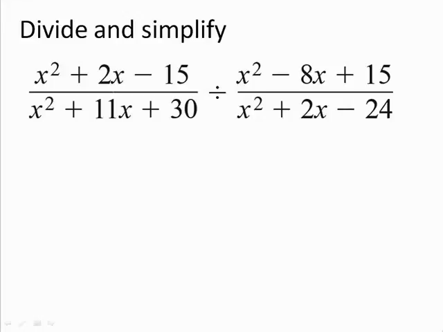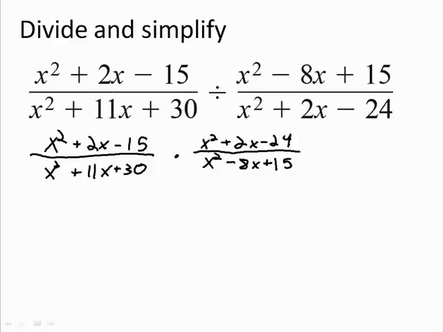Divide and simplify. X squared plus 2x minus 15 divided by x squared plus 11x plus 30, divided by x squared minus 8x plus 15 divided by x squared plus 2x minus 24. When dividing fractions, inverse the divisor and multiply. X squared plus 2x minus 15 divided by x squared plus 11x plus 30 times x squared plus 2x minus 24 divided by x squared minus 8x plus 15.